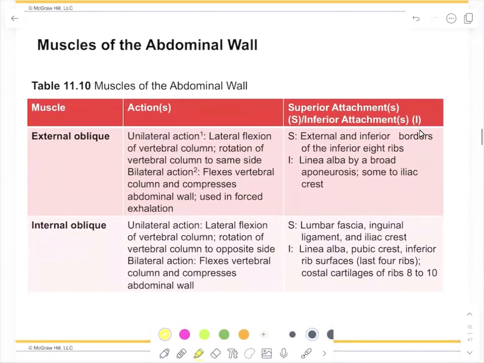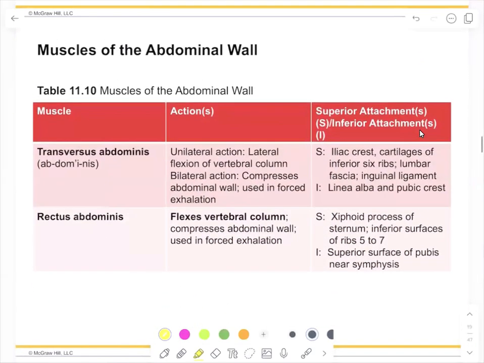As for the functions of the abdominal wall, remember you don't need to know the attachments unless I specifically mention them. The external oblique is important for lateral flexion of the vertebral column. It flexes the vertebral column and compresses the abdominal wall. So it's used in forced exhalation. The internal oblique is also for lateral flexion of the vertebral column, flexes the vertebral column, and also compresses the abdominal wall.